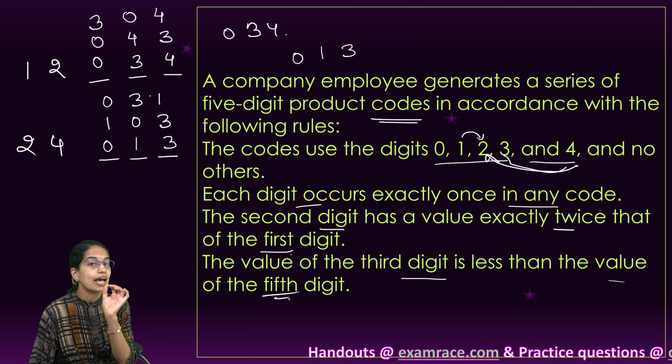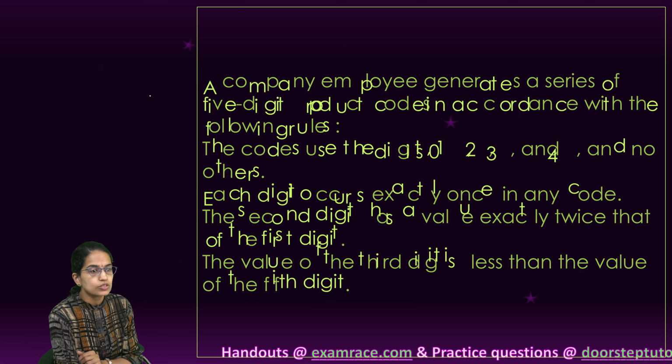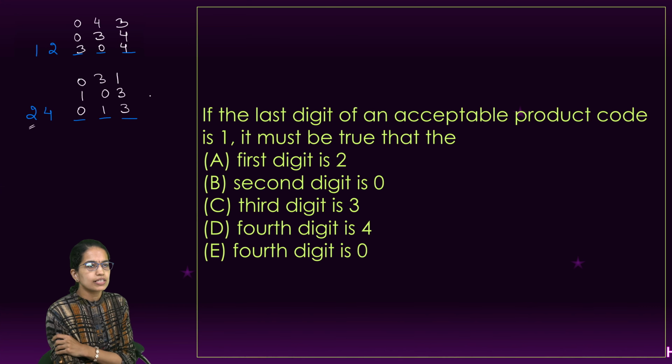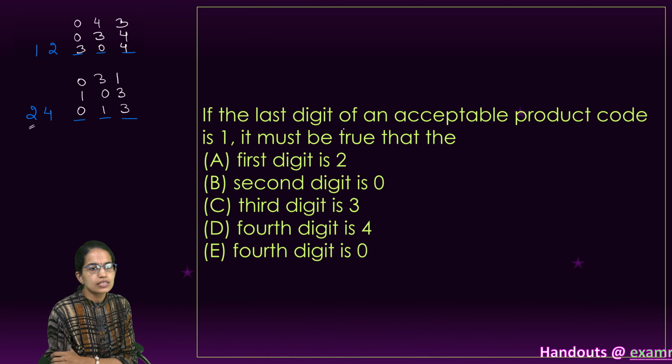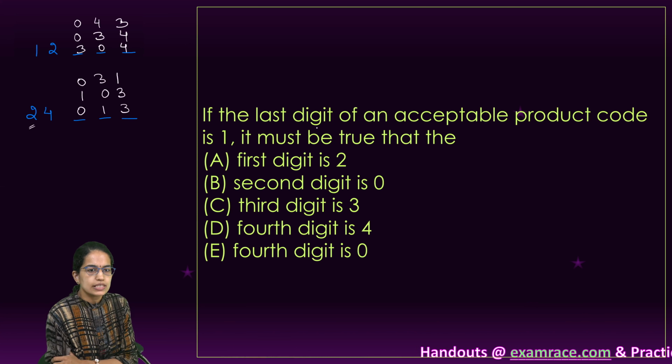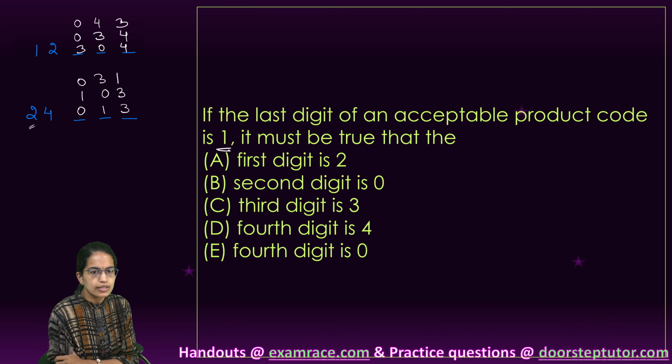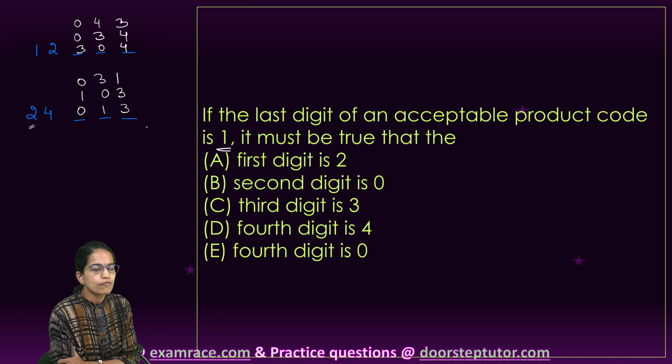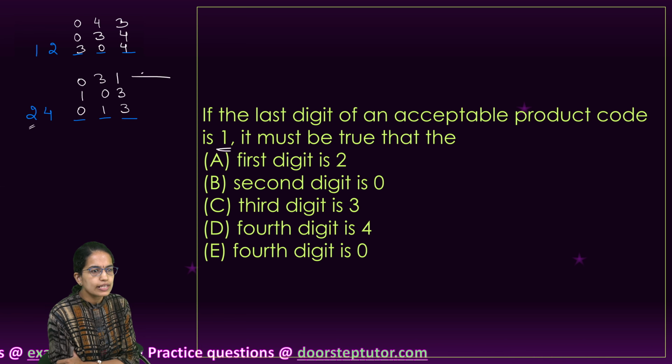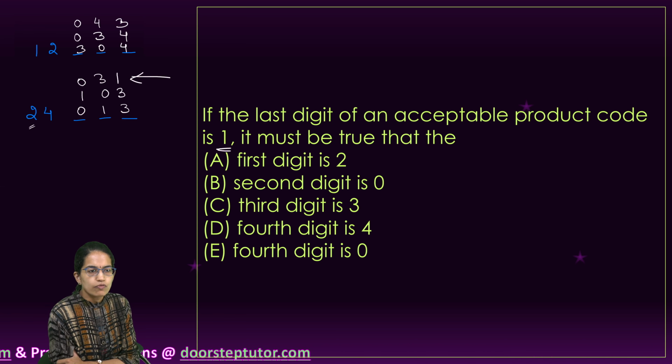Now, based on this, I have certain questions. The language is again very tricky. So let's move to the first question. I have written these codes again here for your convenience. The first question says, if the last digit of an acceptable product code is 1, what is true? Of these, only in one case the last digit is 1.